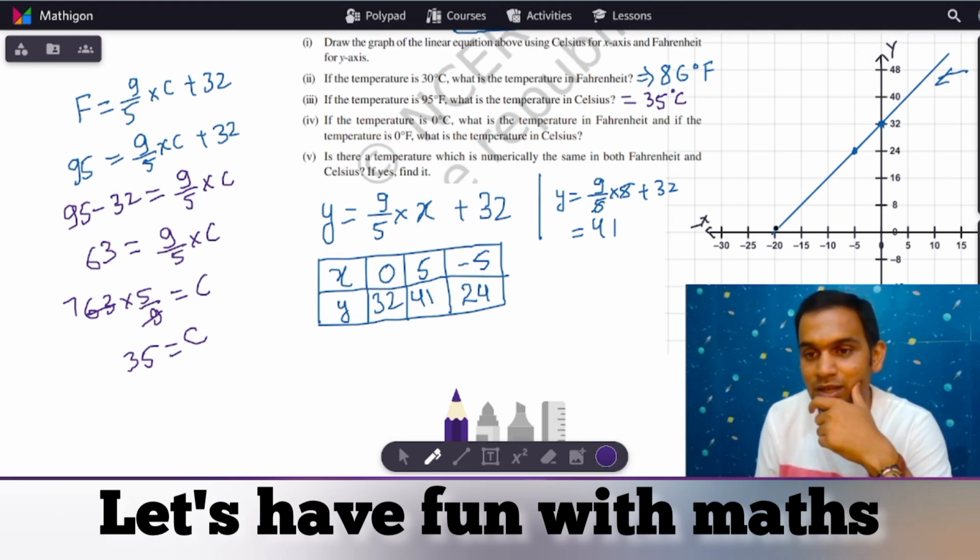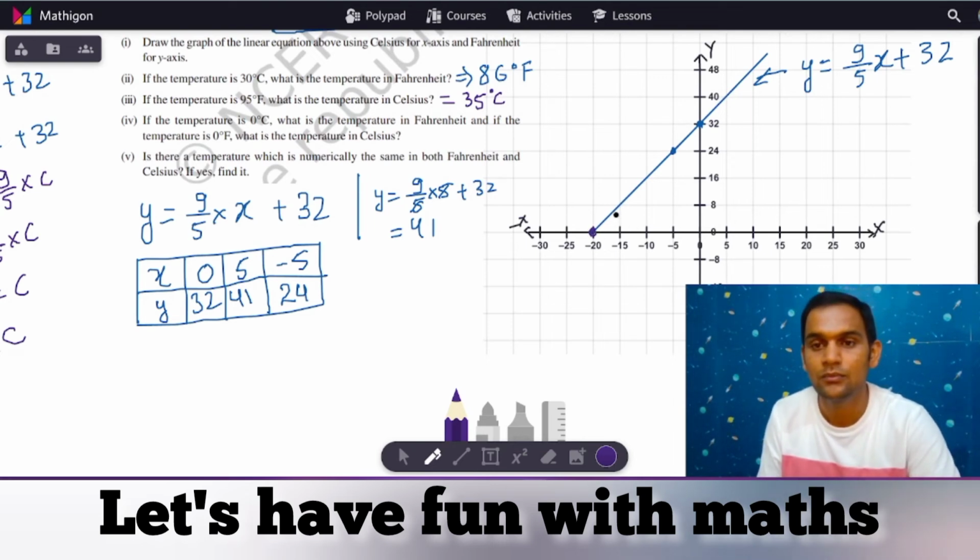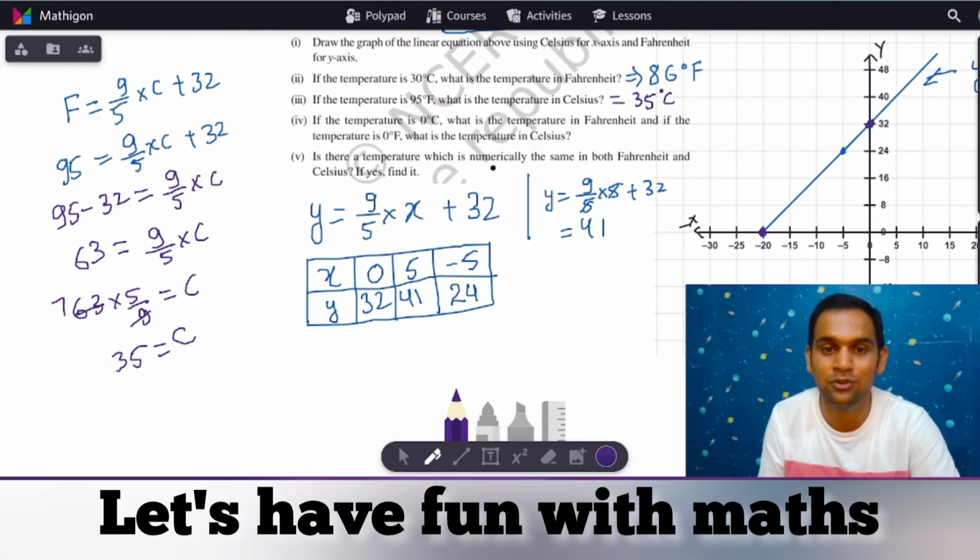So, as you can see from the graph also, if the temperature is 0 degrees Celsius, it should be... no, wait, 0 degrees Celsius. That Celsius was the x-axis, right? So it should be 32 degrees Fahrenheit. Let's see if we get to that point.